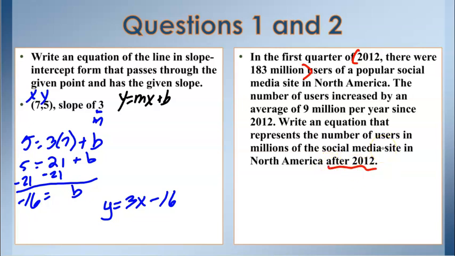So 2012 is actually 0 years after 2012. So that part will be our y-intercept of 183 million. The rate of change, which would be our slope, they're saying that it's increased by an average of 9 million per year. So our equation would actually be y equals 9x plus 183. And just keep in mind that these are numbers in millions.